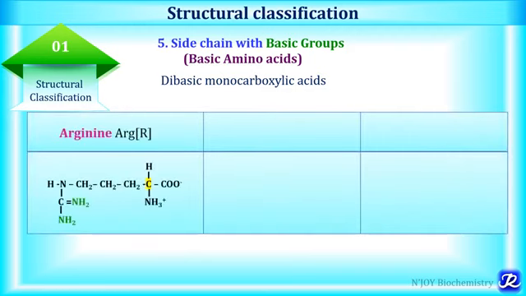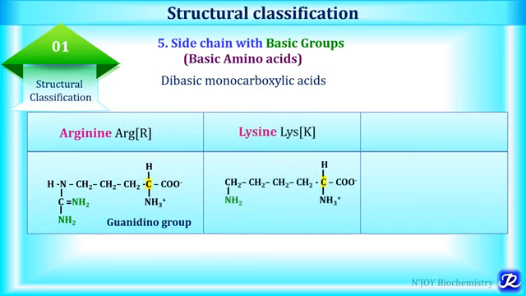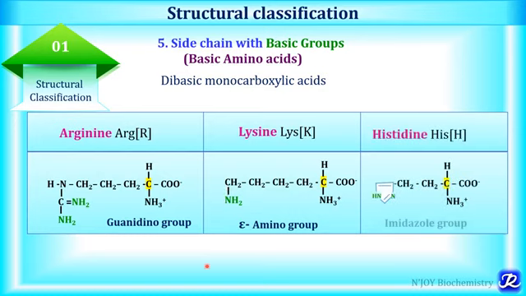examples are arginine. Arginine has a guanidino group in its structure. Lysine has an epsilon amino group because the second amino group is attached to the epsilon carbon. And histidine, which has an imidazole group in its structure. So there are 3 basic amino acids: arginine, lysine and histidine.